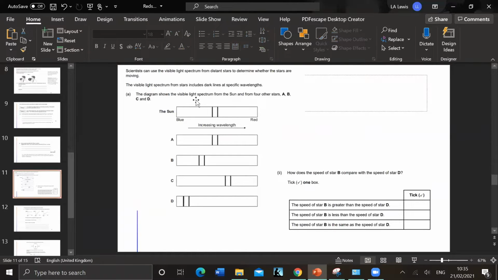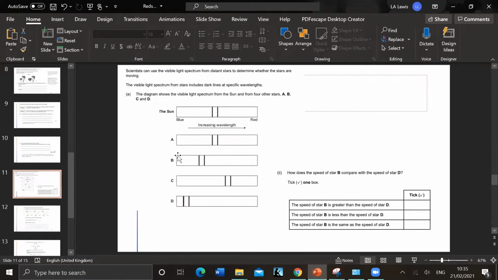Okay, so we've got an actual diagram of redshift now. Scientists can use the visible light spectrum from distant stars to determine whether the stars are moving. The visible light spectrum from stars includes dark lines, the Balmer lines, at specific wavelengths. The diagram shows the visible light spectrum from the sun. So we're assuming we're not really moving that fast relative to the sun, other than an orbit, but we average that out, we take account. The diagram shows the visible light spectrum from the sun and from other stars A, B, and C. Okay, A has gone that way a little bit. This one's gone that way.